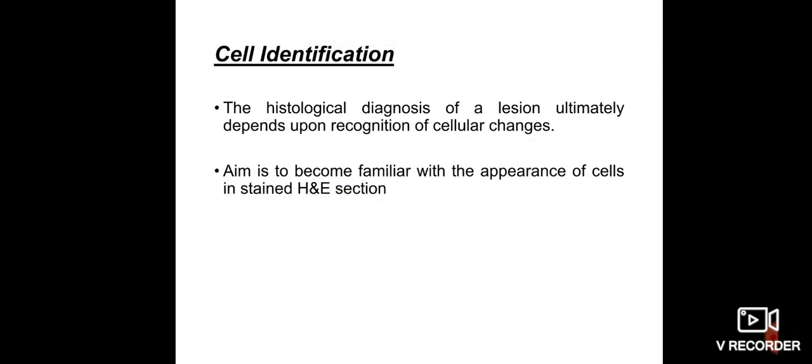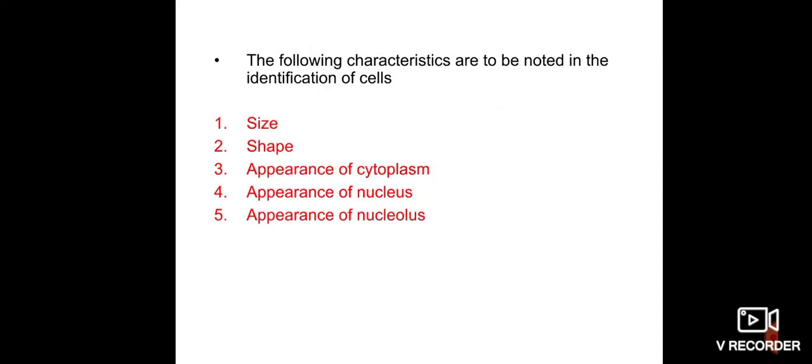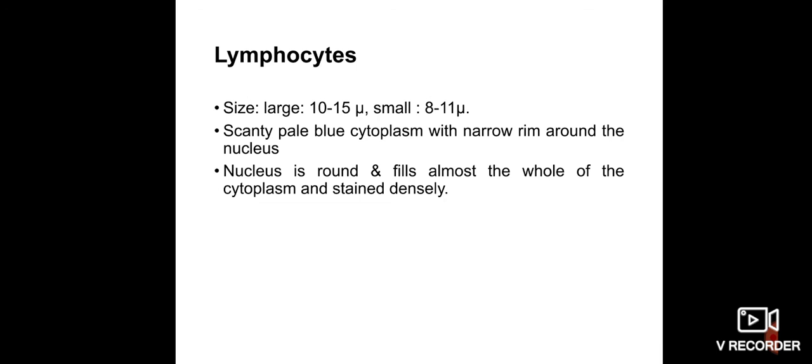Now coming to cell identification. The histological diagnosis of a lesion ultimately depends upon the recognition of a cellular change. The aim is to become familiar with the appearance of cells in stained H&E sections. Whenever you are seeing any section, you try to identify the cell by noting the size of the cell, shape of the cell, appearance of the cytoplasm, appearance of the nucleus, and appearance of the nucleoli. We'll start with the lymphocytes.